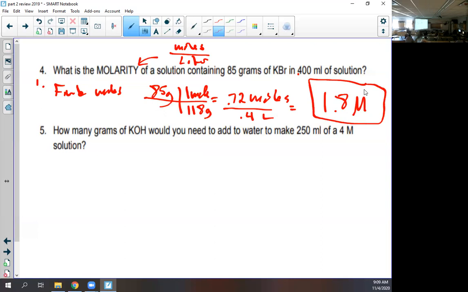Okay, 2-step process. Convert the grams to moles every time. Convert the grams to moles. And then the last part, divide by volume. Convert grams to moles and divide by volume. Okay, number 5.